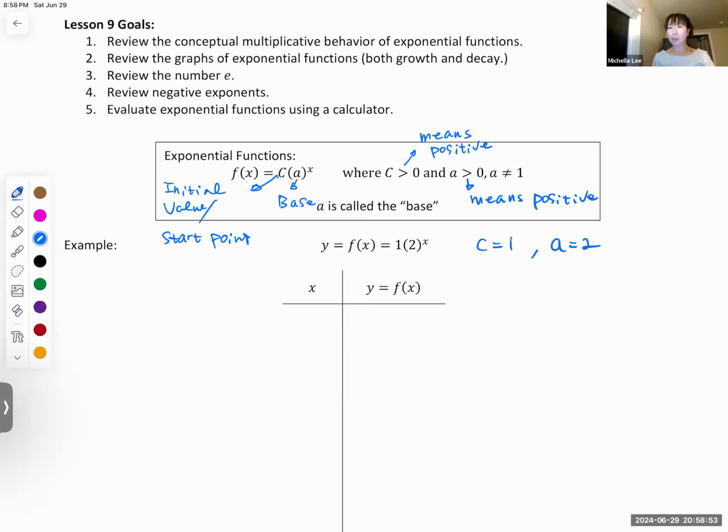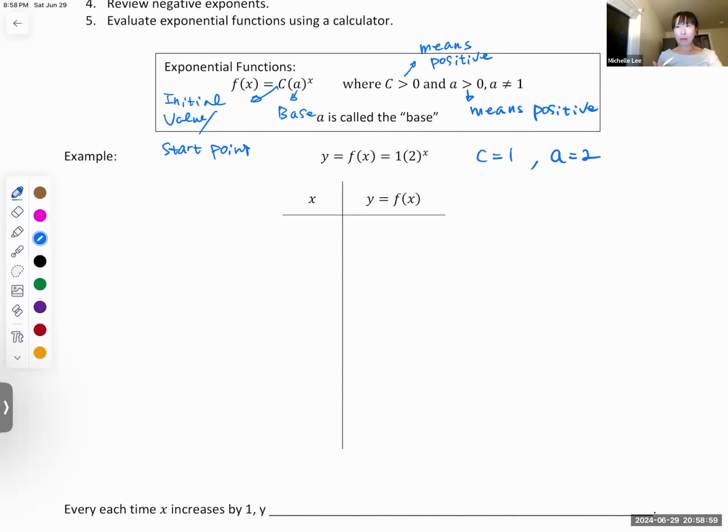Okay, so in the example below, we have c equal to 1 and a equal to 2. So basically the exponential function is 2 to the x power. Then let's write out negative 3. That means f of negative 3 equals 1 times 2 to the negative 3. So we have 1 over 2 to the third power, which is 1 over 8. Negative 2: f of negative 2 means 1 times 2 to the negative 2, which is 1 over 2 squared, equal to 1 over 4.